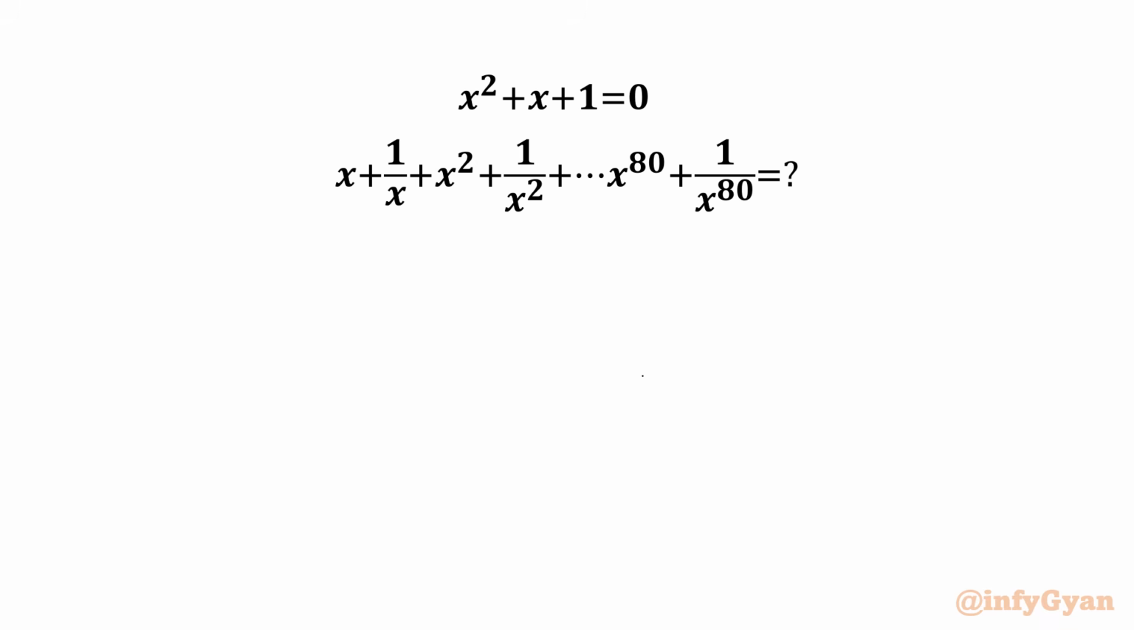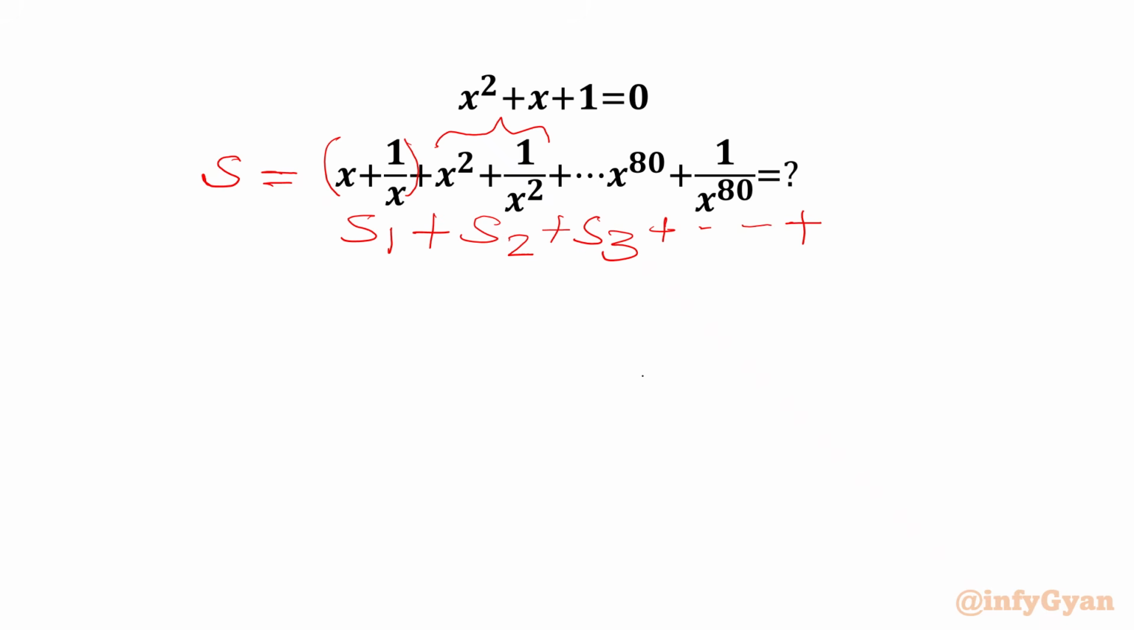So let's get started by considering the required sum equal to S, and we will call x plus 1 over x S1, x square plus 1 over x square S2, x cube plus 1 over x cube S3, up to x power 80 plus 1 over x power 80 S80. This is our required sum which we are targeting.